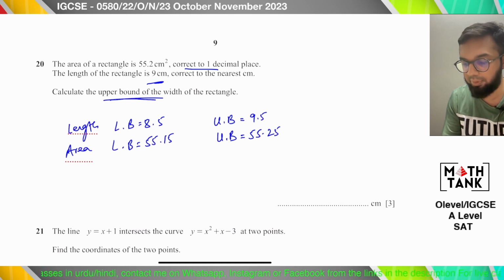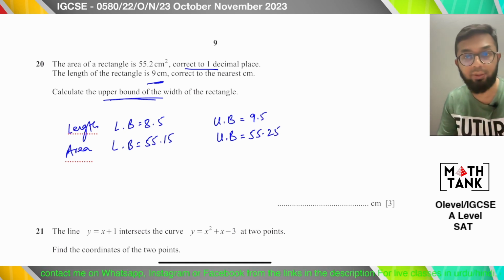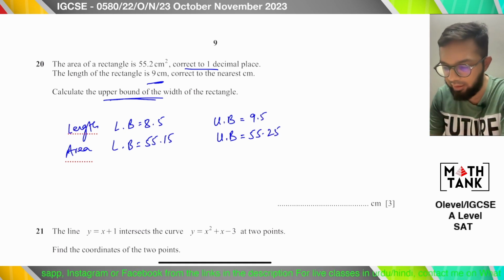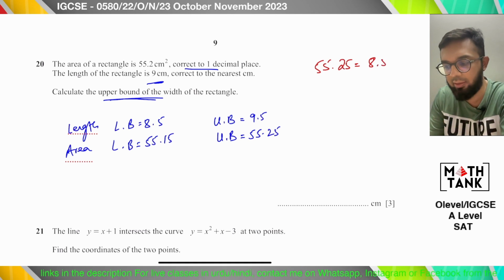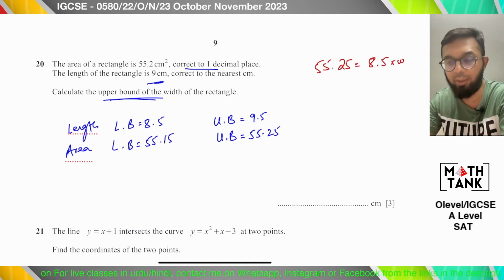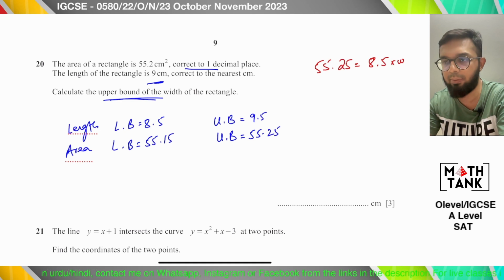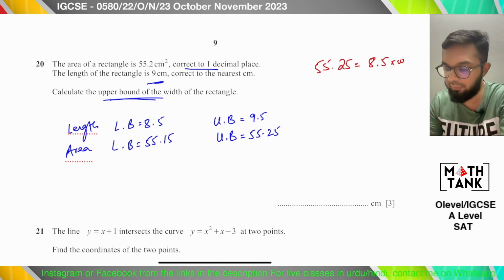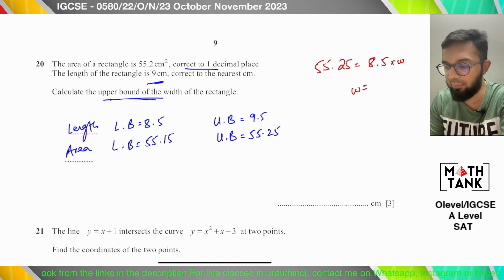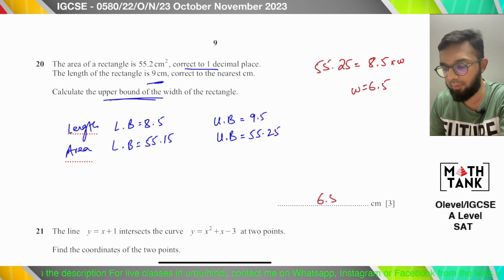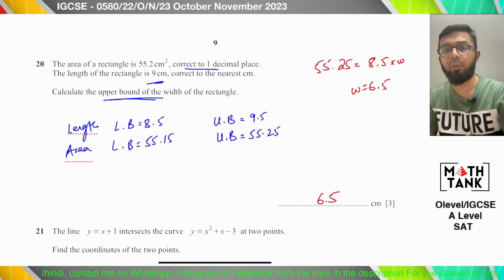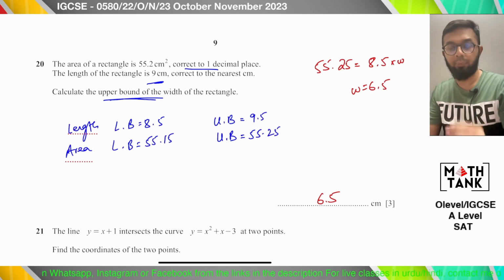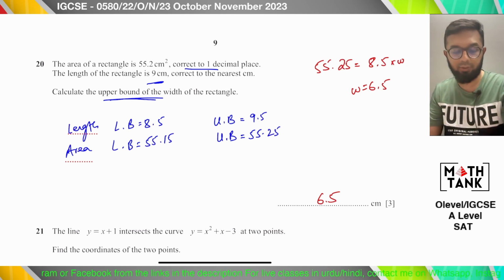I want the upper bound of the width, which means that I want the width to be as large as possible. So I'm going to take the highest possible area and the lowest possible length. And that will give me the upper bound of the width. Why? Because then the width is the largest possible value that I can have. So that gives me 6.5. So W is equal to 6.5. So whenever you have questions like this, make sure that you write the upper bounds and lower bounds of all the possible elements that you have before you conclude what the final answer should be.